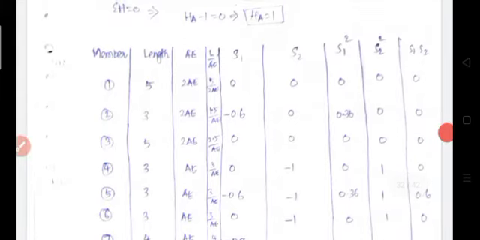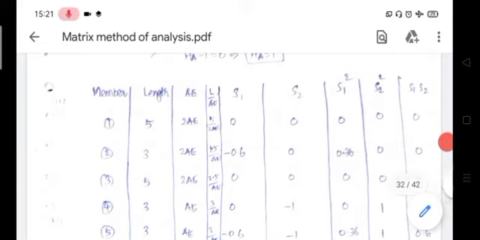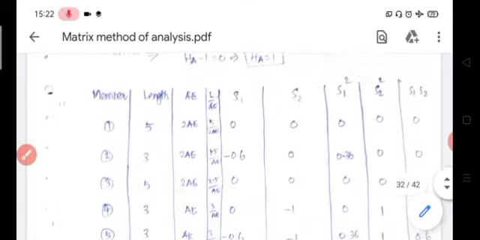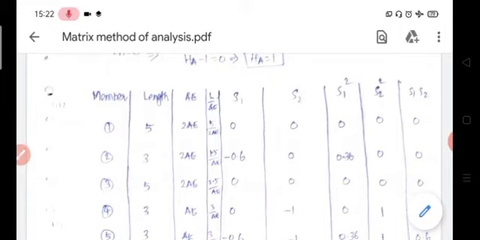So first member 1, the length of member 1 is 5 meter. Then axial rigidity AE of the member. Only the top chord has twice the area of cross section, the other two members have 1 times the area of cross section. So 1, 2, 3 are the top chord members. So length of first member is 5, then axial rigidity is equal to 2 times AE, then L by A is equal to 5 by 2 AE. So likewise write all these things.